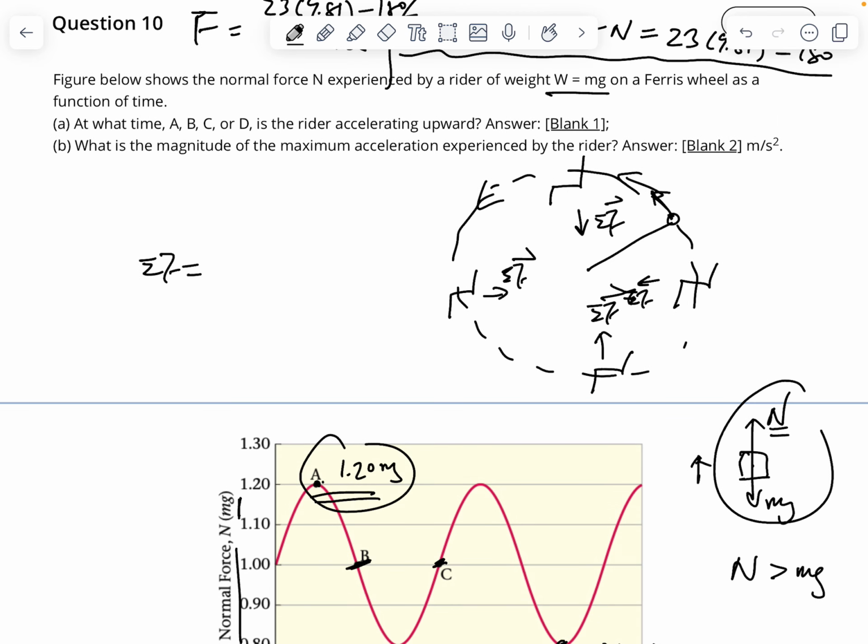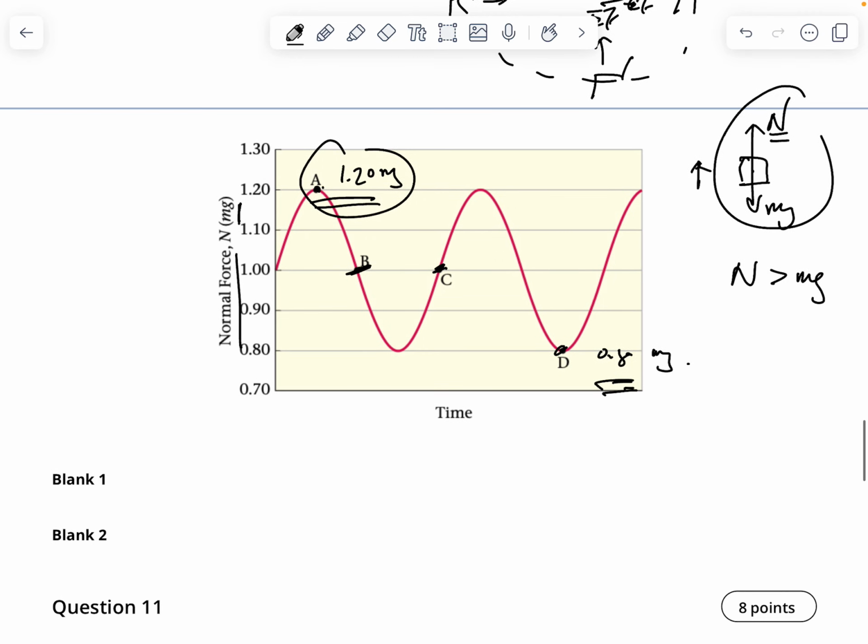B, what is the magnitude of the maximum acceleration experienced by the rider? Okay, so what's the maximum acceleration? Net force equal to the difference between normal force and mg, and then that equals ma. You see that?